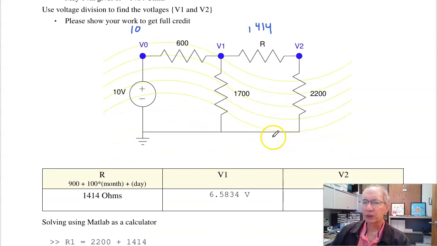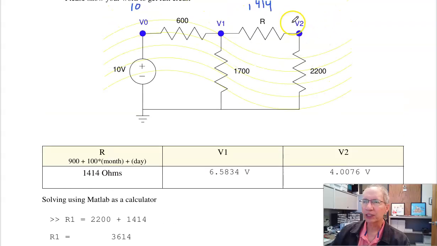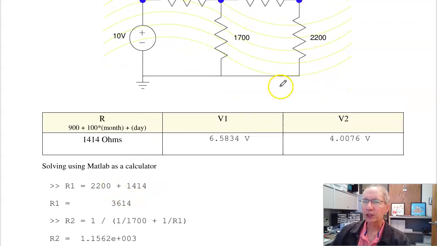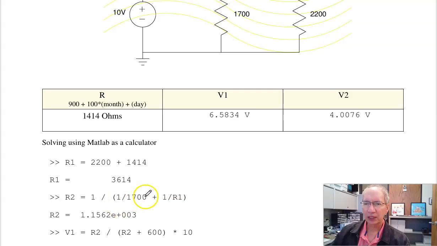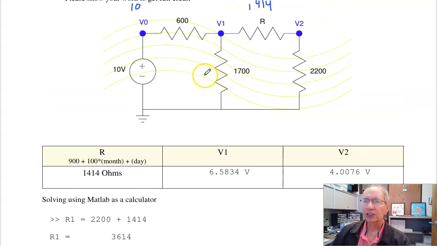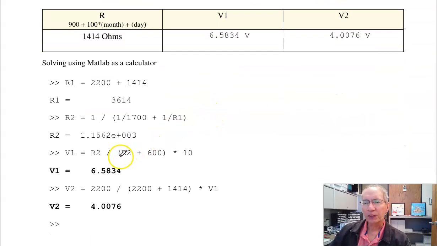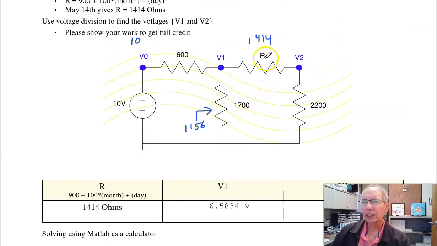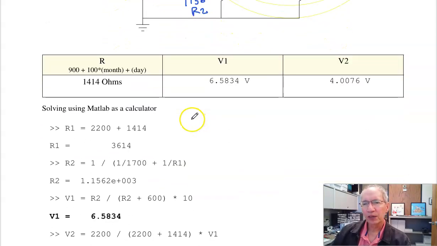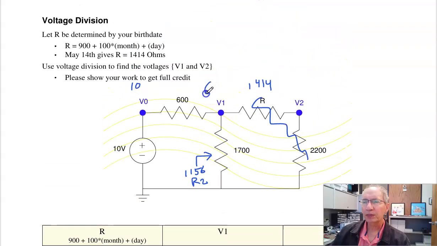So these two in series give 3614 ohms. In parallel with 1700 gives you 1156. So this impedance looking right is 1156. I can now use voltage division. It's R2 over R2 plus 600, where all this together gives you R2. R2 over 600 plus R2, that percentage of V0 gives you V1. V1 is 6.58 volts.